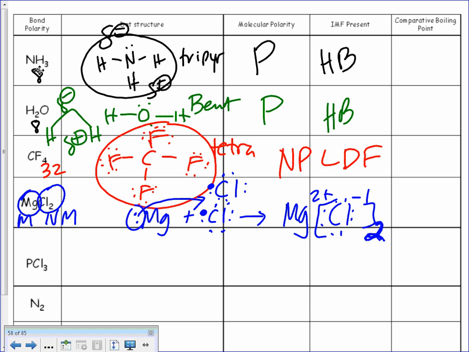Okay, so does it have a polarity? No, because it's not a molecule. Does it have a shape? No, because it's not a molecule. Does it have an IMF? Intermolecular forces?